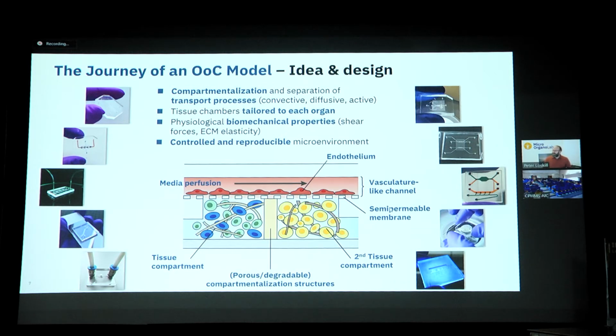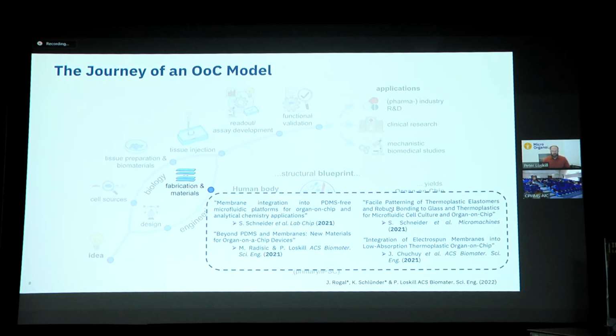For the fabrication, I'm not going to go into detail here. I'm going to show you more the examples, but here we use different types of materials. We focus a lot on PDMS-free materials, using thermoplastic elastomers, for example, but also integrating bio-inspired membranes such as electrospun membranes. I want to take you now to the next step, and that's the cell sources.